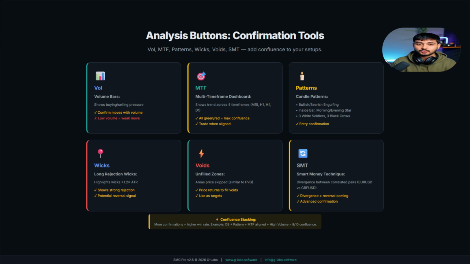Patterns detects candle patterns. Engulfing, inside bar, morning star, 3 white soldiers. Wicks highlights long rejection wicks, over 1.2 times ATR. These show strong rejection. Voids shows unfilled zones, areas price skipped. Price often returns to fill voids. SMT is smart money technique, divergence between correlated pairs like USD and GBP/USD. When they diverge, a reversal is coming.